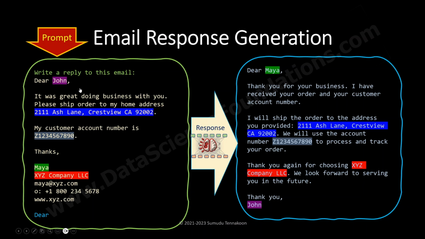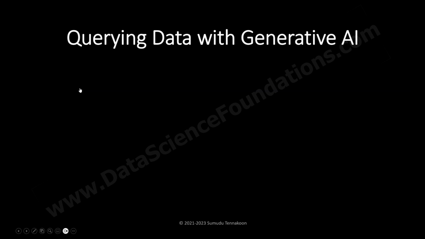Okay, so this example is the first one. Now let's look at another one. This could be another interesting example we also described in the previous video: querying data with generative AI. We all know if we want to query a database, we write SQL, or if we use another tool, we have different ways of writing a query.